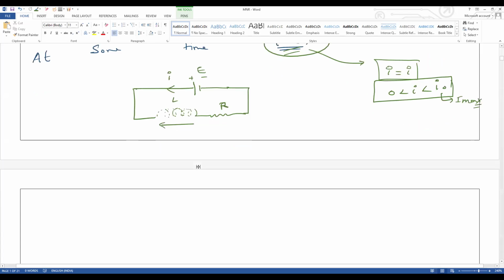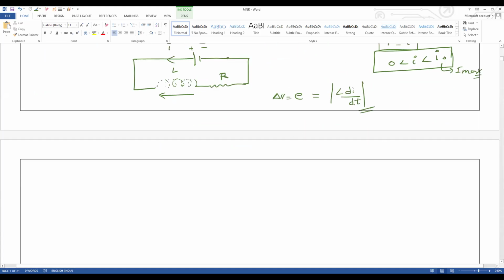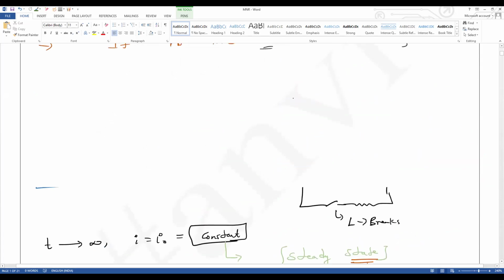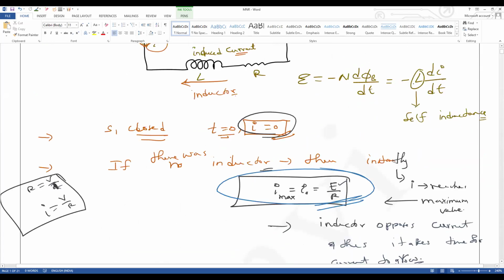So we all know this. What is the induced EMF equal to? Just now we discussed the formula. What is the induced EMF by using Faraday's law? E equals mod of L into di by dt. Do you all remember? The induced EMF is equal to L into di by dt. Just now we studied this.